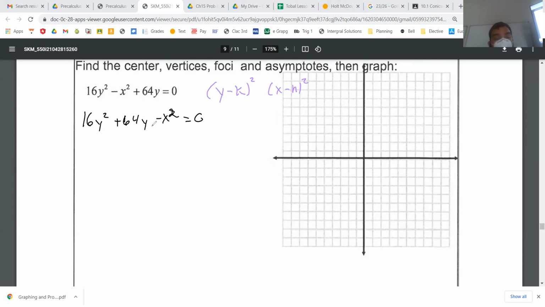So here in this situation, the X is clearly going to be negative, which means our Y is going to be our major axis. But the X is already by itself, so we don't really need to complete the square for the X squared. We're happy with that. But the left side, the Y, is not by itself, so I've got to deal with it. First thing I'm going to do is factor out 16 to make it a little easier. So y squared plus 4y minus x squared equals 0, my bad.